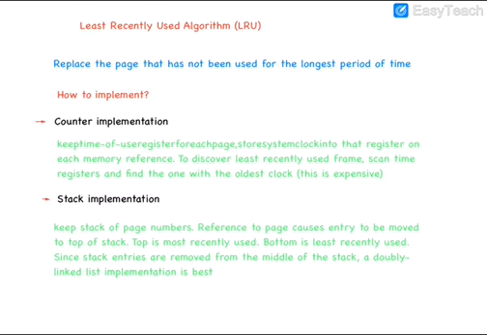Whenever we come to the implementation of the least recently used page replacement algorithm, it can be implemented in two ways. One is counter implementation and one is stack implementation. In counter implementation, we will be using user registers for each page. Whenever that page is referenced, we note down the clock time of that page reference in that user register. And whenever we want to replace a page, we check the registers of those pages, find the page with the oldest clock time, and replace it. So this is what counter implementation is.